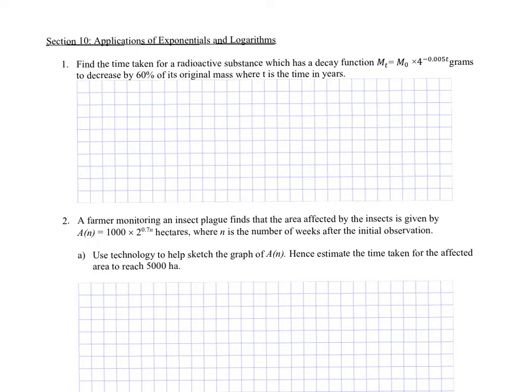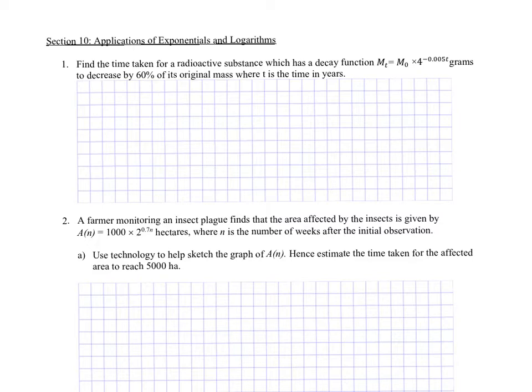So our first question is to find the time taken for a radioactive substance which has a decay function of m of t equals m0 times 4 to the negative 0.05 t grams to decrease by 60% of its original mass, where t is the time in years.